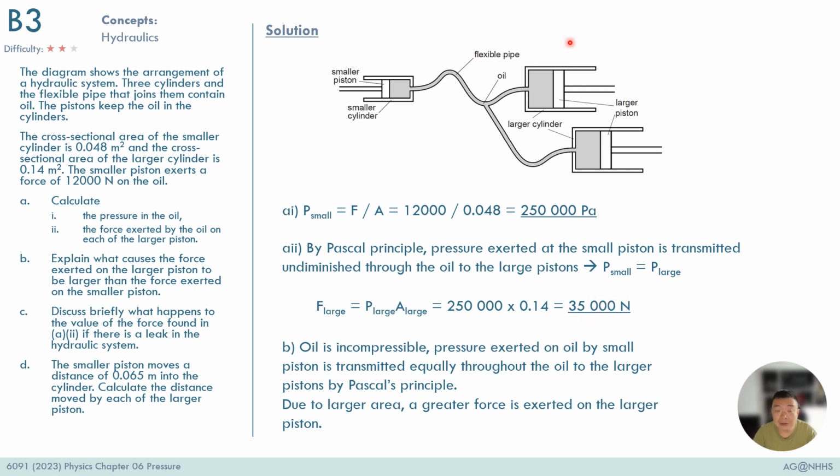It's interesting to note that even if we connect, let's say, 1,000 larger pistons on the right, each of these larger pistons will see a force of 35,000 newtons. Of course, we can amplify the force like this, but there is always a trade-off, and the later part of the question, in part D, will allow you to see what the trade-off is when there are many of these larger pistons.